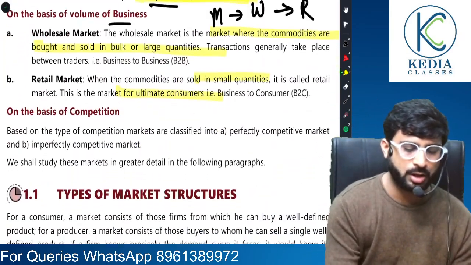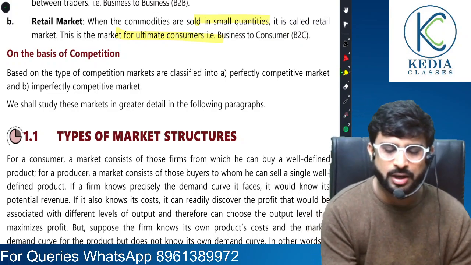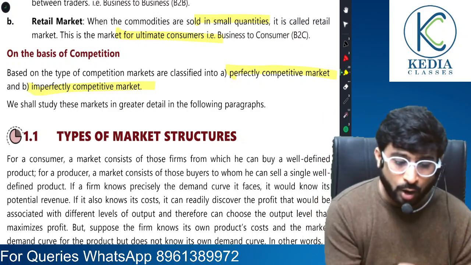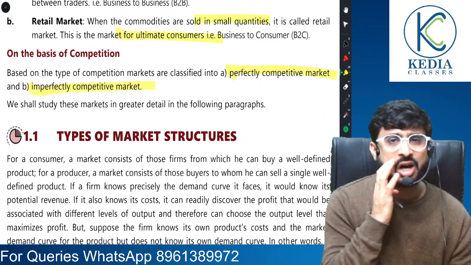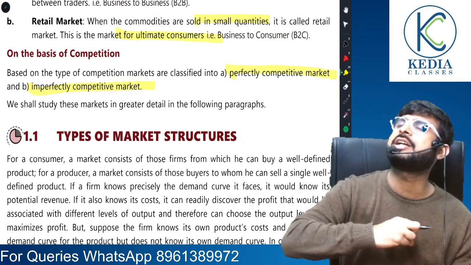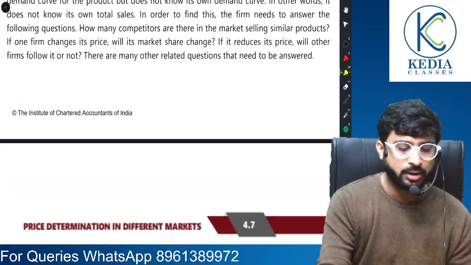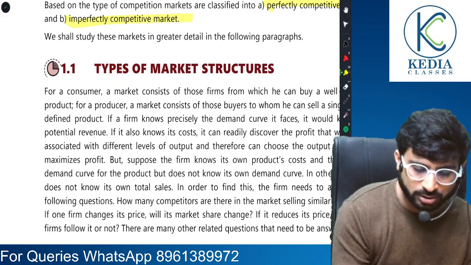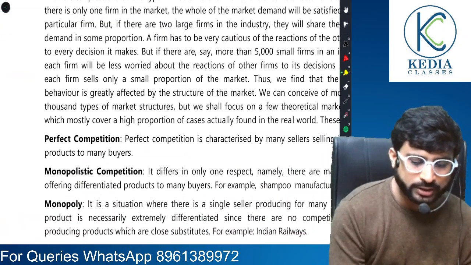Understood, sir. And on the basis of competition, we have two kinds of markets: perfectly competitive market and imperfectly competitive market. Now, we are going to talk about perfectly and imperfectly competitive markets in rather lesser detail in unit 1, but they will be covered in a lot of detail in unit 3, and we have to study both. So now we come to the different types of market structures. So let's go ahead, friends.